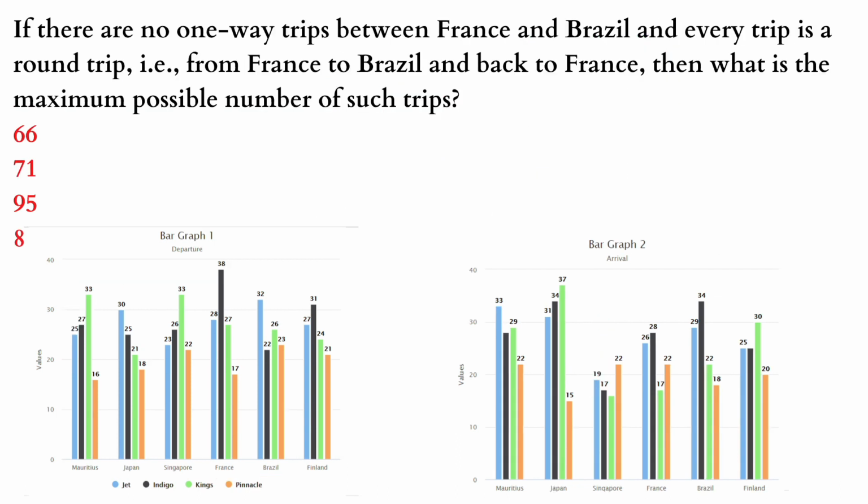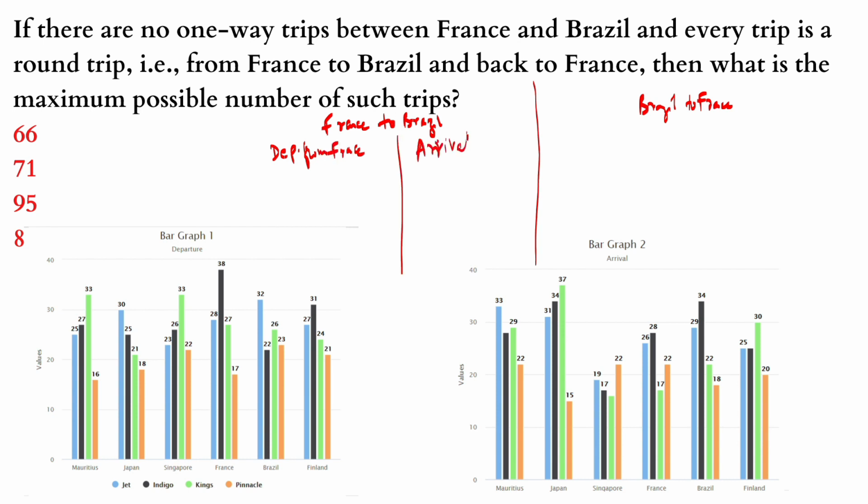So if there are no one-way trips between France and Brazil, and every trip is a round trip, that is from France to Brazil and back to France, then what is the maximum possible number of such trips? Okay, so France to Brazil and Brazil to France. This is departure from France. This is arrival at Brazil. This is departure from Brazil, and this is arrival at France. So departure from France.